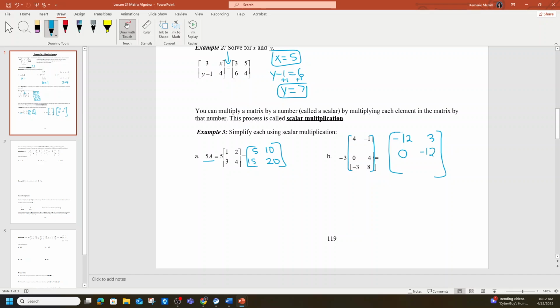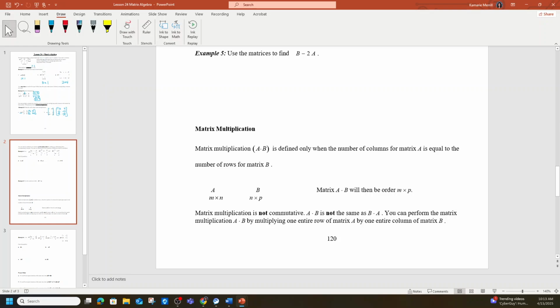0, -12. Good. This is super intuitive, super straightforward. Because there is a part that's not super straightforward, but this one is. All right, are you guys okay with scalar? Okay, next thing.